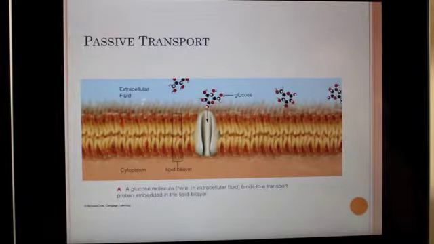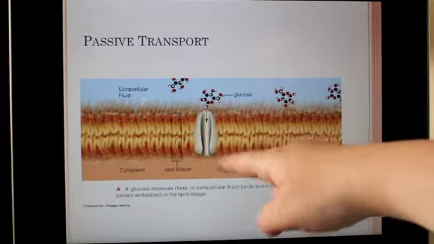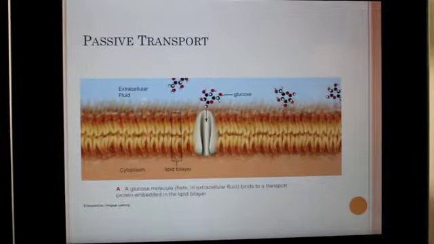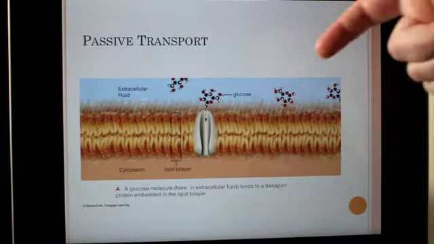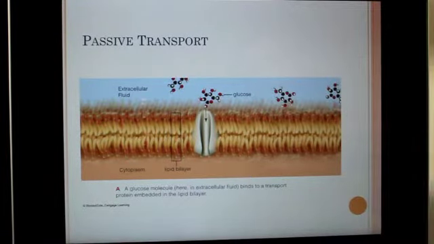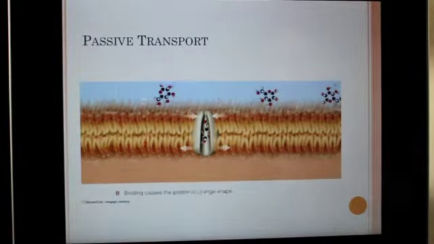So here's a picture of this. This is a passive transporter. Its protein is specifically designed to move glucose into the cell. Here we've got more glucose outside of the cell than inside the cell, so the glucose will follow its concentration gradient and enter the cell through this passive transporter.